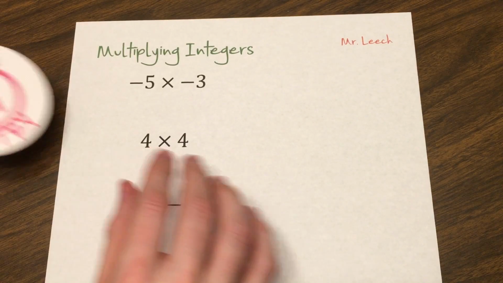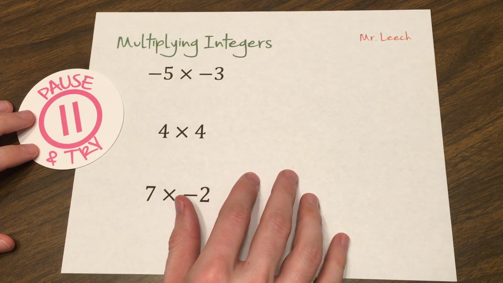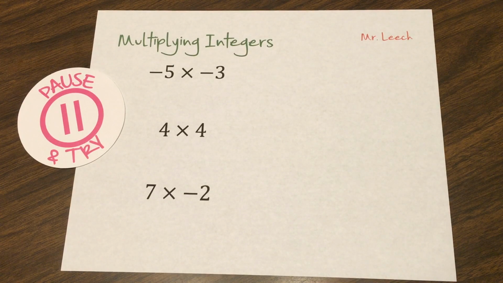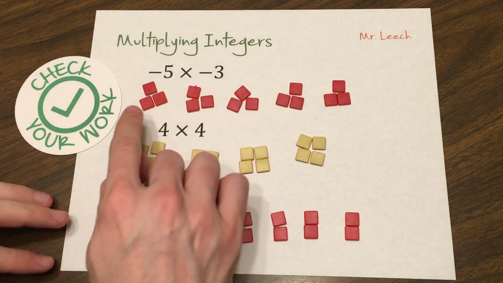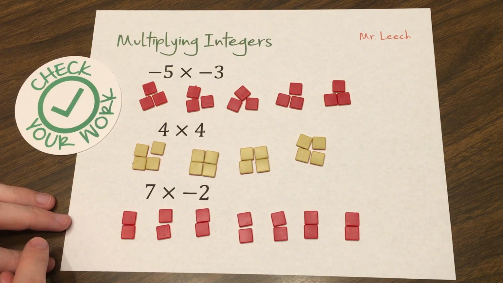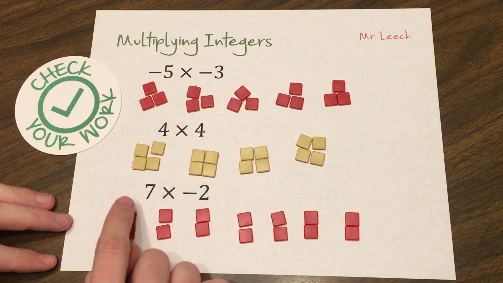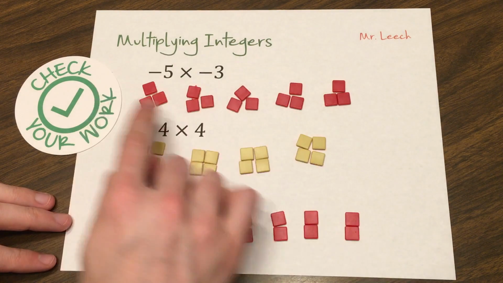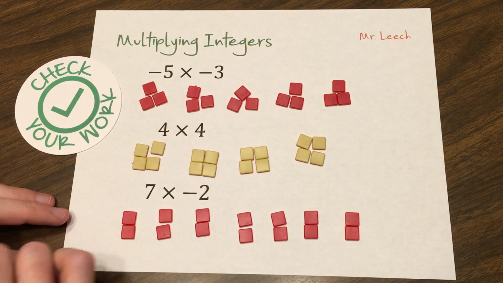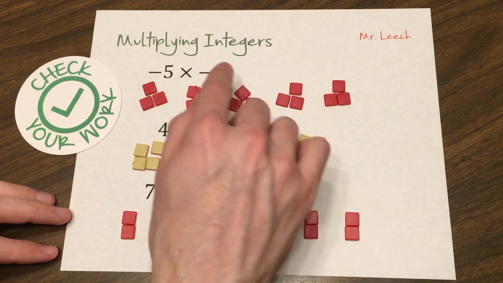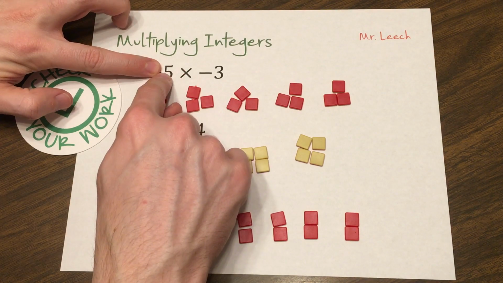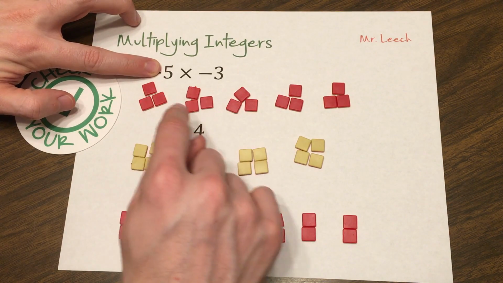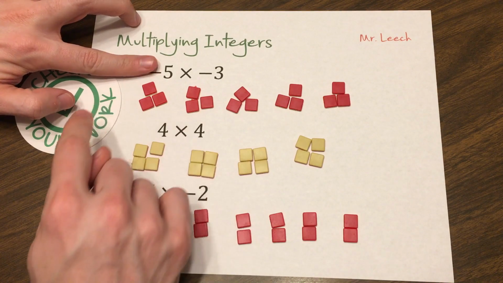Here's a set that I want you to pause and try. As a checkpoint, in case you are stuck, let's take a look at what I have so far. So I have 4 groups of 4, 7 groups of -2, but this one's the tricky one that you might be stuck with. So I have 5 groups, ignoring that negative for just a second. I have 5 groups of -3. 1, 2, 3, 4, 5.